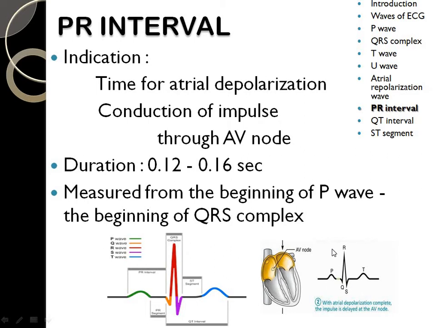PR interval. PR interval means from the beginning of the P wave to the beginning of the QRS complex. It indicates the atrial depolarization, that means atrial contraction, and it also indicates the electrical impulse passes from the SA node to the AV node. The normal duration of the PR interval is 0.12 to 0.16 second.